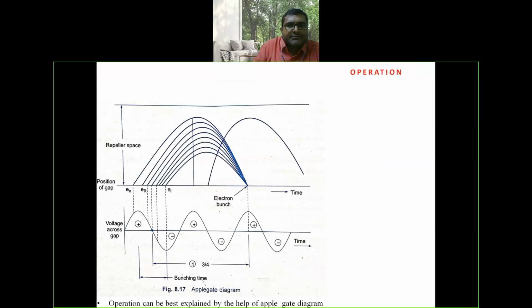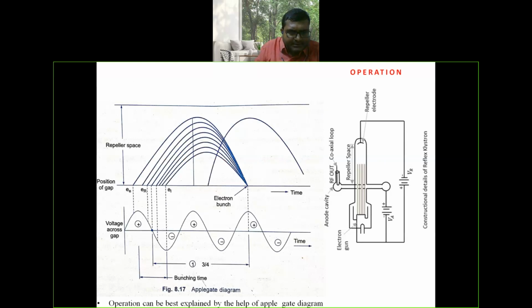Regarding operation, the operation of reflex klystron can be better explained with the help of the Applegate diagram. Now here, basically it is an oscillator. So initially we assume that some noisy voltage is present in this particular cavity. If it is an amplifier, as in the case of the two cavity klystron amplifier, we have to apply the input signal. But in the case of the oscillator here, we don't apply any AC input, and we assume that some oscillations are present in the tube due to noise. Let us say some noise is present in the tube, and these oscillations are sustained by device operation. This noisy voltage excites oscillations in the cavity and develops the same voltage.